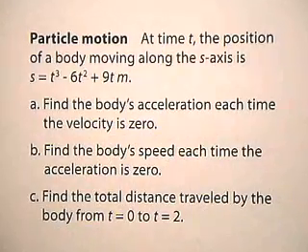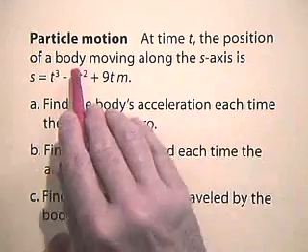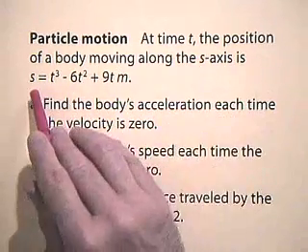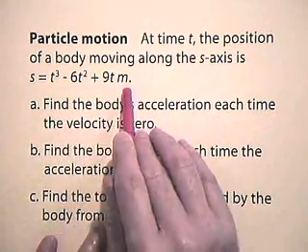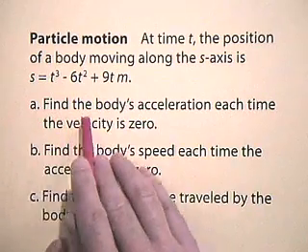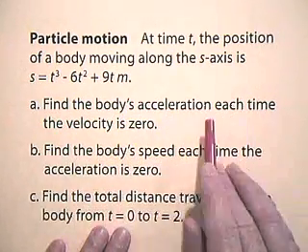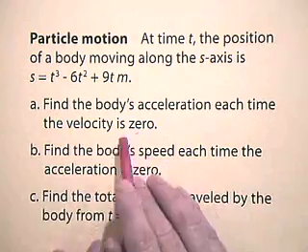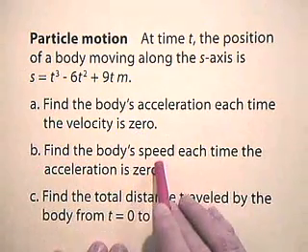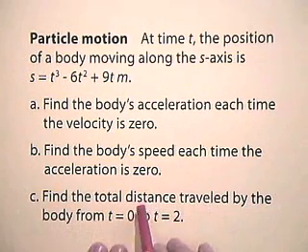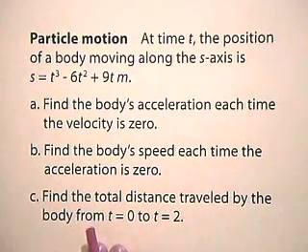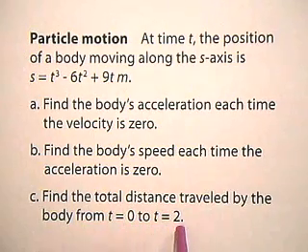Let's use derivatives to analyze a body's motion. Particle motion. At time t, the position of a body moving along the s-axis is s equals t cubed minus 6t squared plus 9t meters. A, find the body's acceleration each time the velocity is 0. B, find the body's speed each time the acceleration is 0. C, find the total distance traveled by the body from t equals 0 to t equals 2.